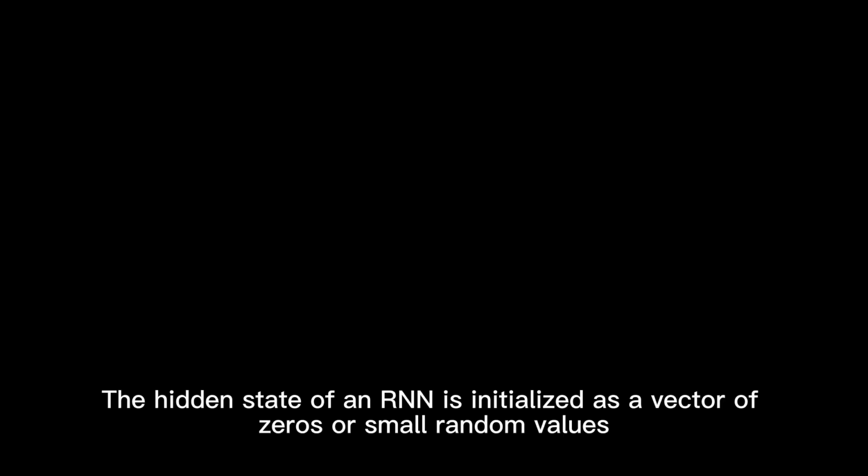Second, step 2, initialization of the hidden state. The hidden state of an RNN is initialized as a vector of zeros or small random values. So this is the initial step.